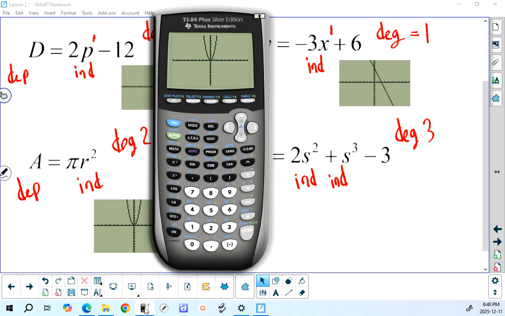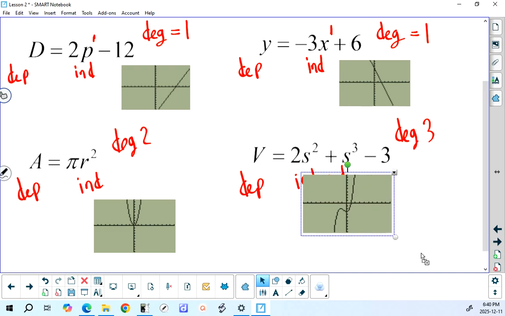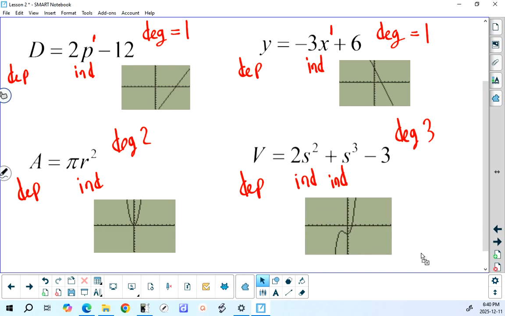If I take a look at the fourth one, it is 2x squared plus x cubed, so I have to raise that x to the 3, minus 3. And I take a look at it, and it looks like that. And this is a type of function you would learn about in your grade 12 level course. And it's called a cubic polynomial function.